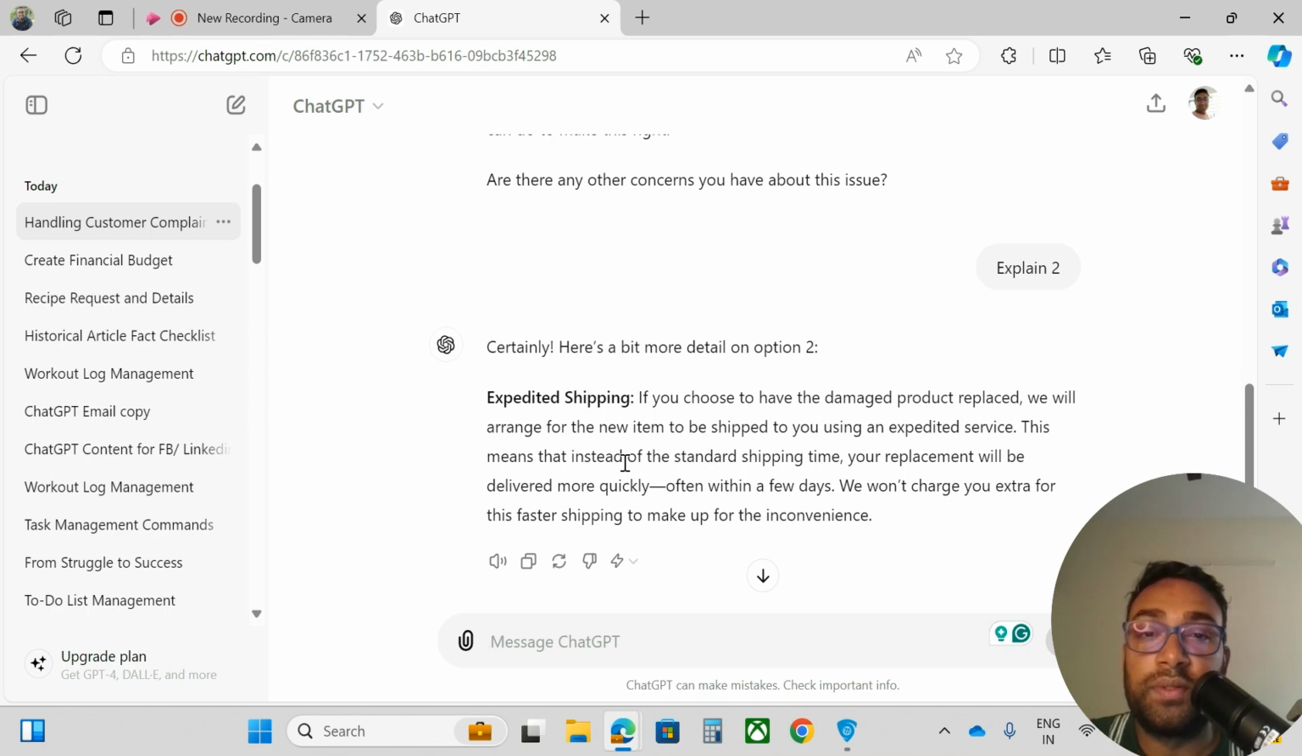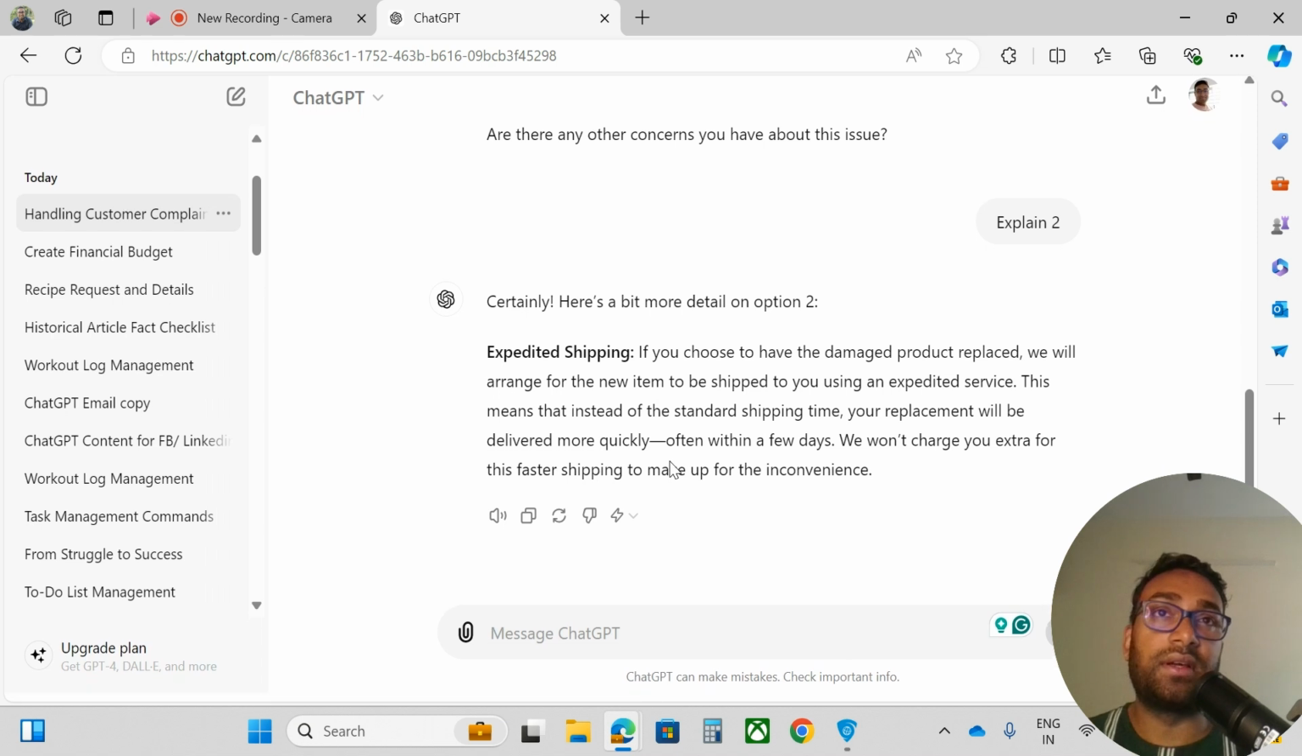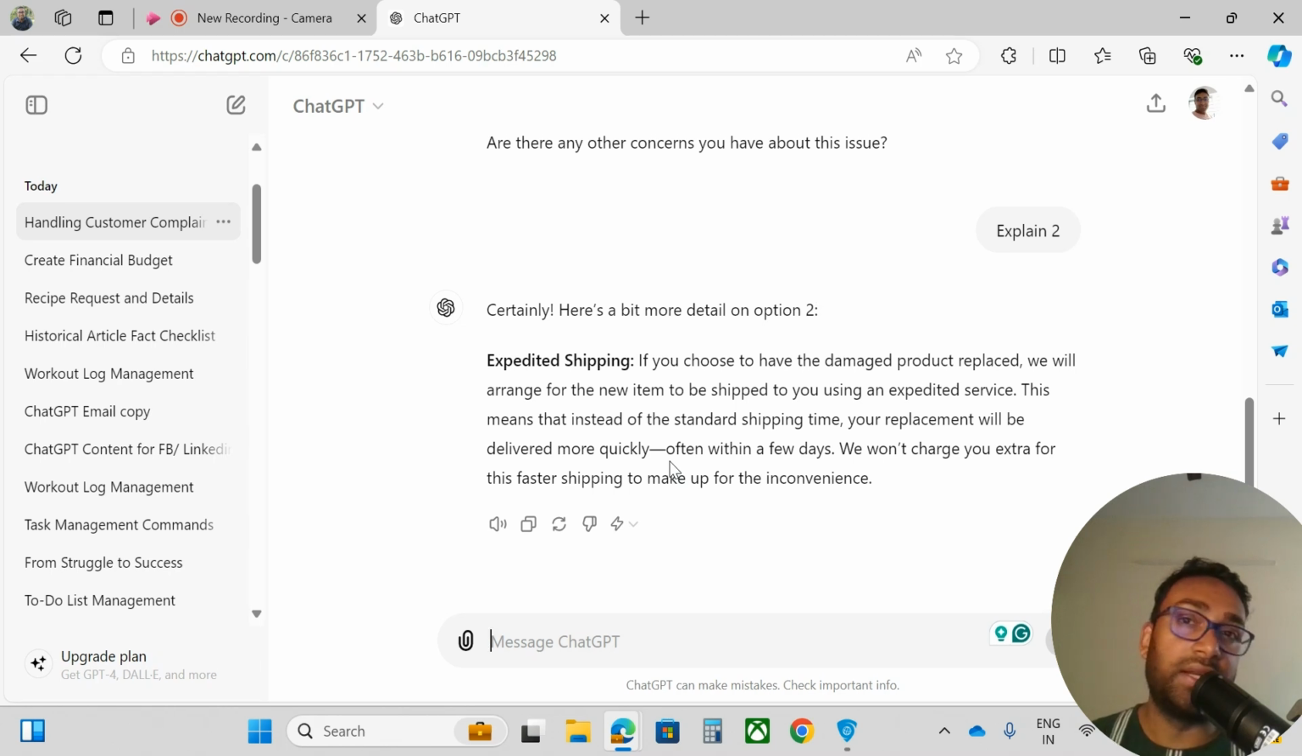Expedited shipping: if you choose to have the damaged product replaced, we will arrange for the new item to be shipped to you using an expedited service. This means that instead of the standard shipping time, your replacement will be delivered more quickly, within a few days. We won't charge you extra for this faster shipping, to make up for the inconvenience. So you have seen how it is handling that customer.